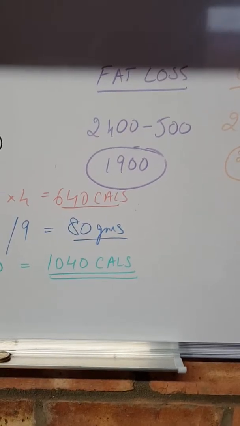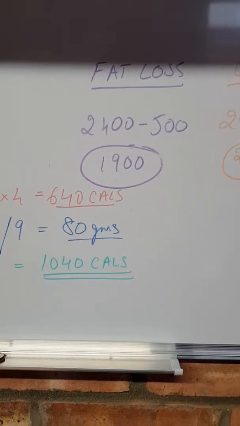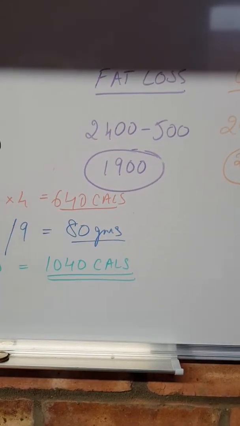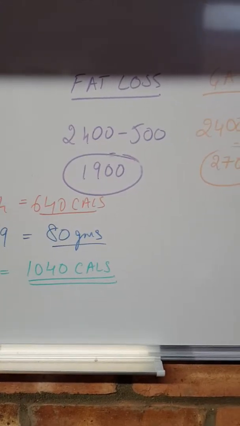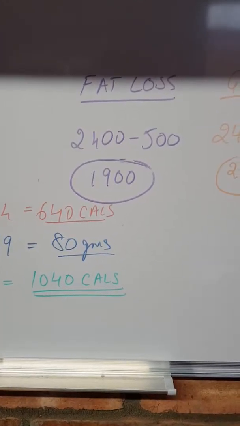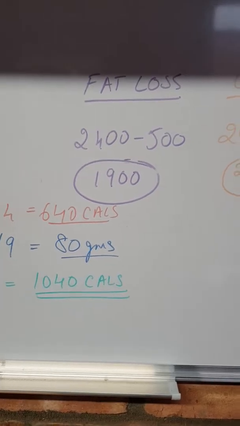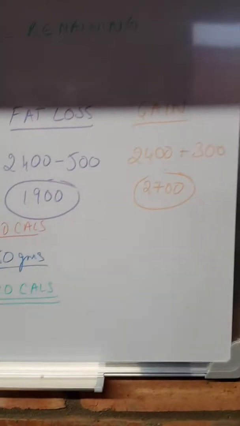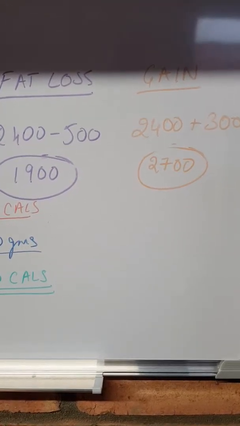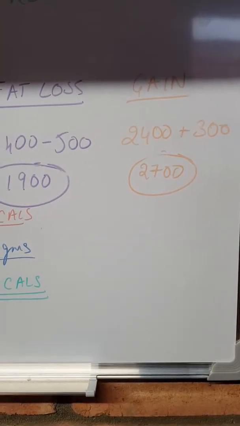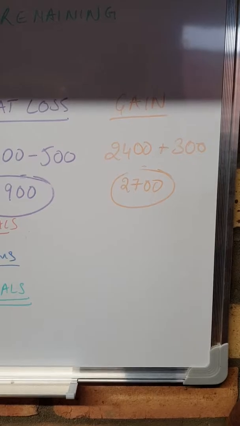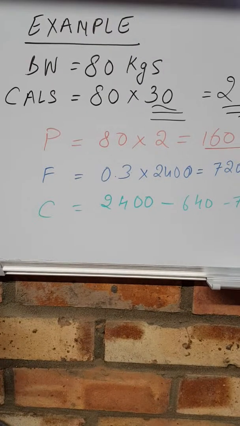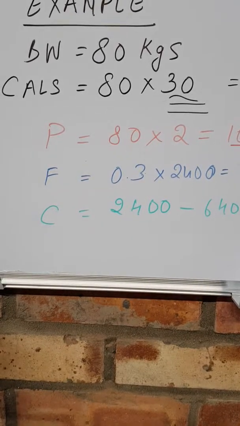That can be done by working out, by burning 500 calories, or on rest days by not consuming that many calories. So the target should be 1,900 for the example of 80 kilos for fat loss or for a calorie deficit. And if I want to do a calorie surplus, I add on 300 calories and I want to target 2,700 calories. Okay. Now, what that means in terms of proteins, fats, and carbs.